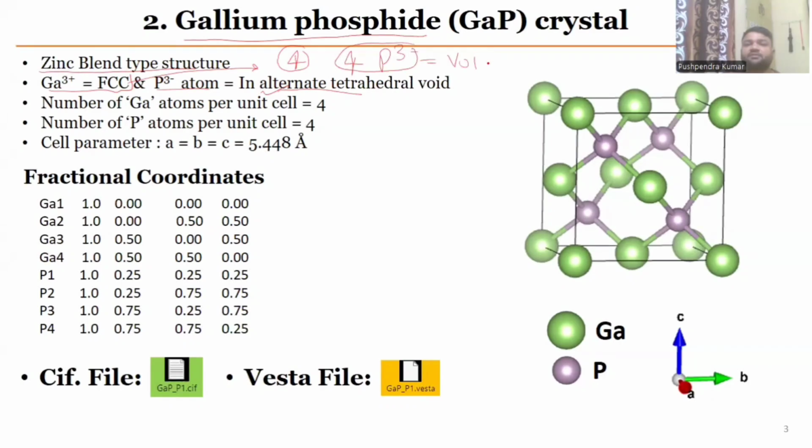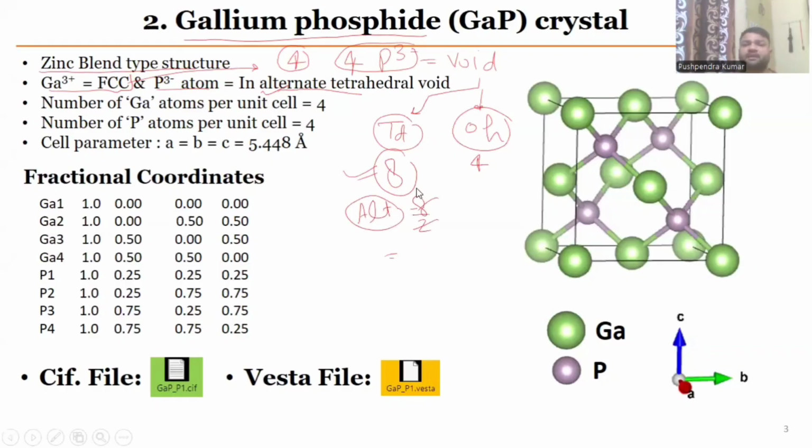There are two types of void, tetrahedral void and octahedral void. Since the number of octahedral voids is 4 and tetrahedral voids is 8, the phosphide ion is not present in all tetrahedral voids. It is present in half of them, the alternate tetrahedral voids. So the number of gallium ions is 4 and the phosphide ions also 4.